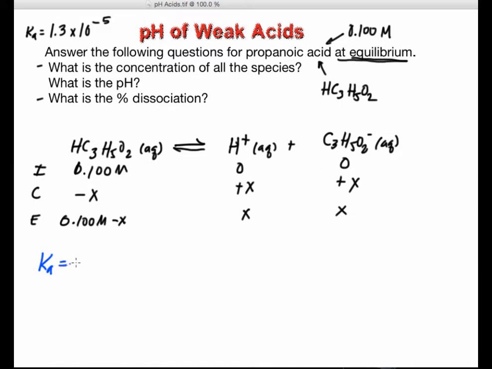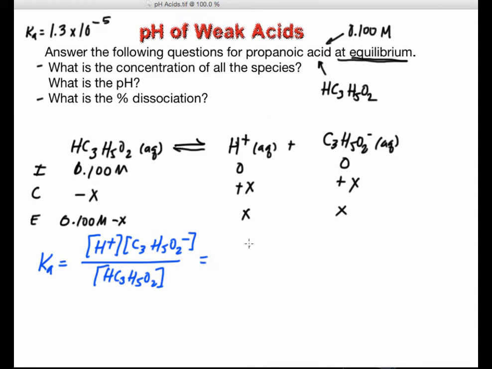My Ka is equal to the hydrogen concentration times, so there's the expression. Take the time to write this step out. I know a lot of you will skip this, but especially since we have a very typical pattern for these problems, especially the weak acid and weak base problems, we always get x squared on the top and 0.100 molar minus x on the bottom.